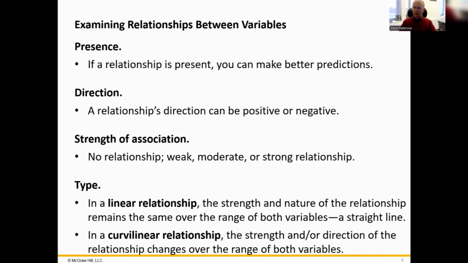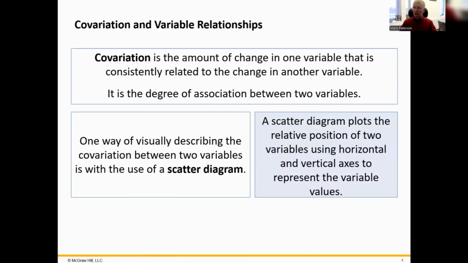And so they're really trying to understand relationships between variables. So does a relationship exist? In what direction does it exist? The strength of the relationship, and then the type. Is it linear or possibly curvilinear? So all that is about covariation. So it's the amount of change in one variable that's consistently related to the change in another variable.